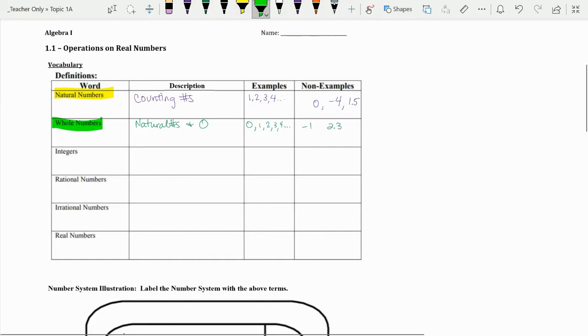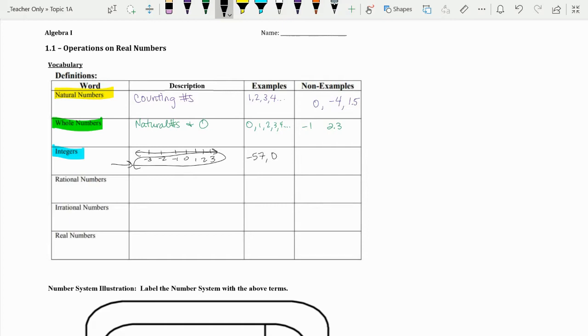Now we're going to go to integers. So an integer is any number that you would traditionally put on your number line. So think back when you had to write your number line, you'd write -3, -2, -1, 0, 1, 2, and 3. These are the numbers that are integers. There's no decimal points at all, but it does include the negatives. So -57, for instance, would be an integer. 0 is still an integer, but 0 is also a whole number and a natural number.